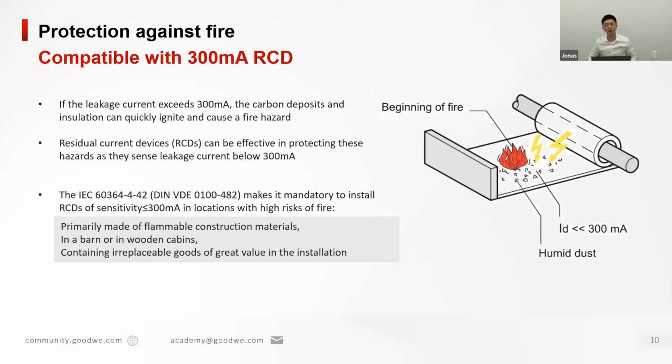There are also some standards that define this 300 milliampere RCD, like IEC 60364-4-42. So in some installations, for example, those permanently made of flammable construction materials, like in barns or wooden cabins, which is very normal in the Netherlands and Germany, and in some installations that contain irreplaceable goods of great value, all these locations need an RCD with 300 milliampere.